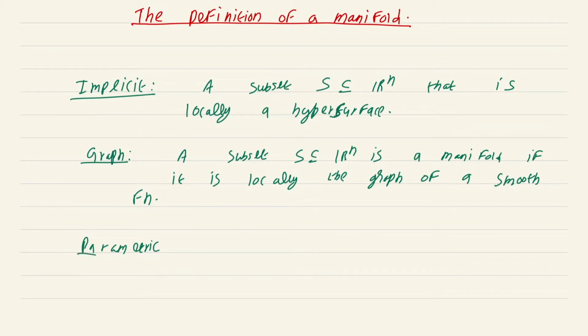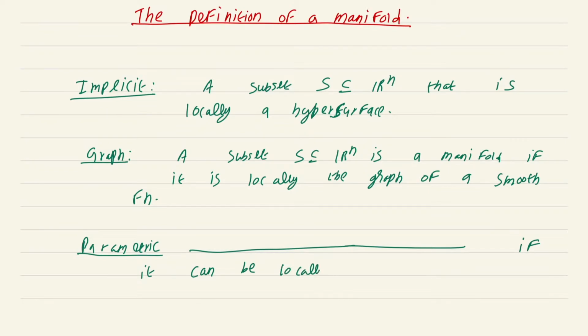the parametric definition. A subset S of Rn is a manifold if it can be locally parametrized by a smooth function. So one definition, implicit, immediately leads to the graph definition, which immediately leads to the parametric definition. So our intuitive idea of capturing something that locally looks like a piece of Euclidean space on which we can do calculus has resulted in 3 provisional definitions.